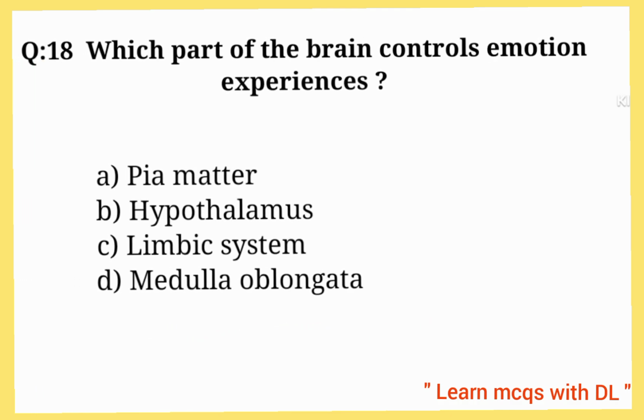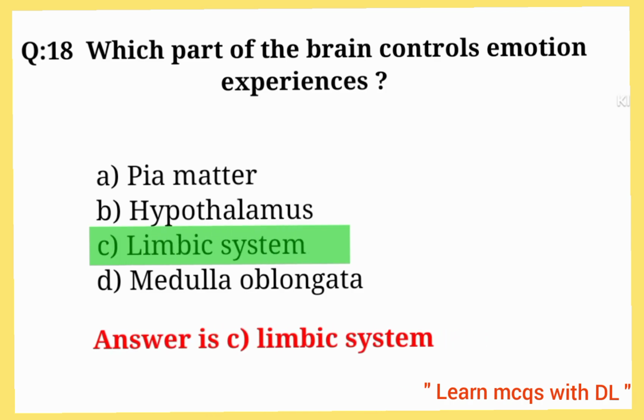Which part of the brain controls emotion experiences? Piamater, hypothalamus, limbic system, medulla oblongata. Correct option is option C. Limbic system controls the emotion experiences in the human brain.